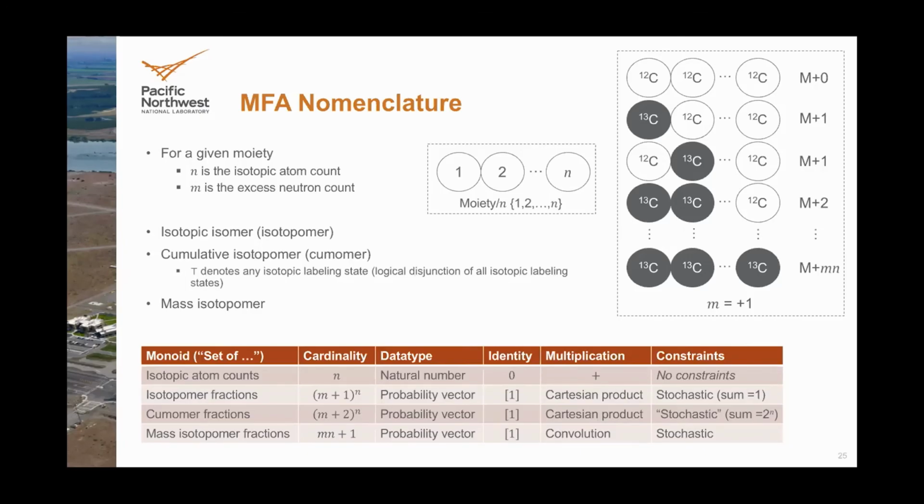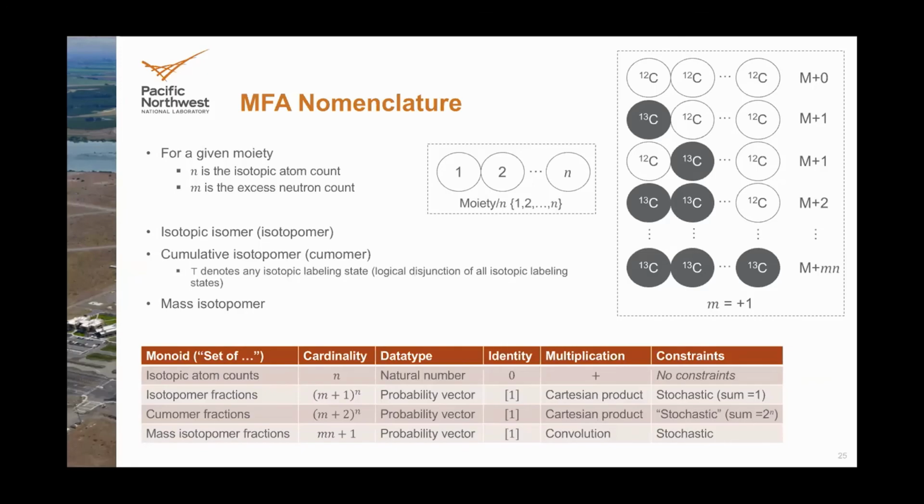The next combinatorial object that we can construct is called a cumulative isotopomer, or a cumomer. The idea here is that you imagine that there is an any state, a labeling state that can represent any possible labeling. In this case, it could be carbon-12, but it could also be carbon-13. This lets you take what are called logical disjunctions. Now, by doing that, you can, in principle, calculate some interesting numbers from your experimental data.